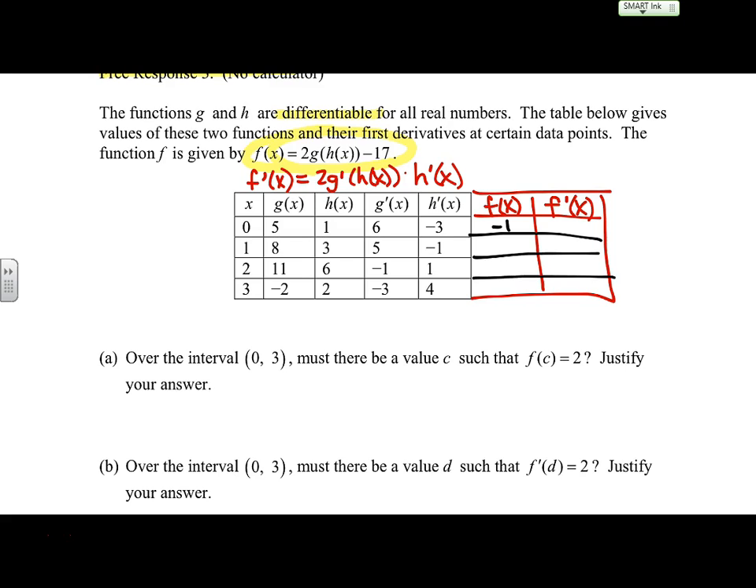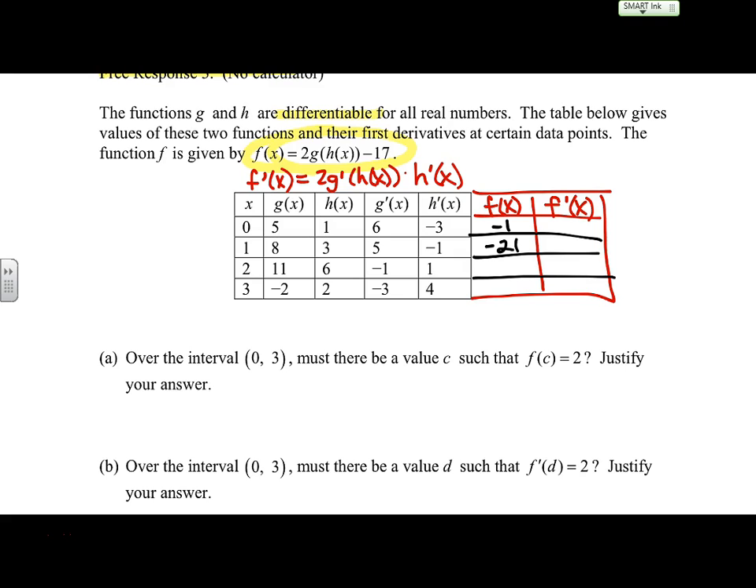Okay. F of 1, if you guys notice, I'm taking that 1, I'm plugging it into x. Start with the innermost. So then h of 1 is 3. Plug in 3 to g. G of 3 is negative 2. You're welcome. 2 times negative 2 is negative 4. Negative 4 minus 17 is negative 21. You guys agree? Cool. I'm just double checking.